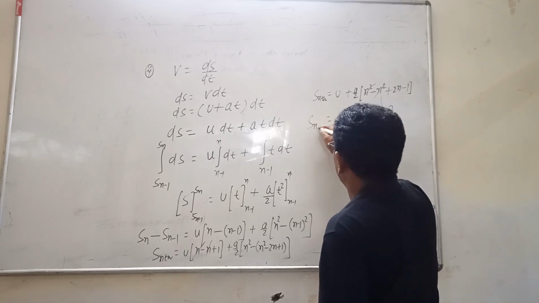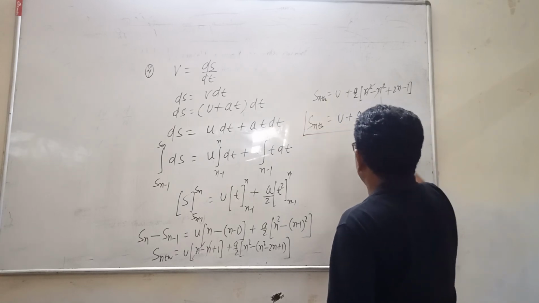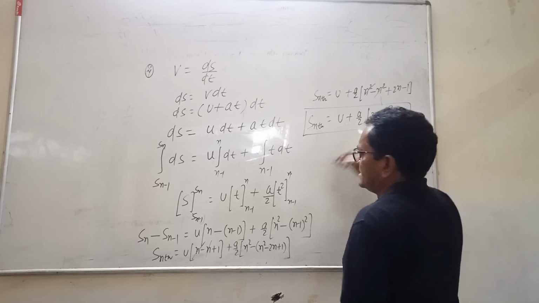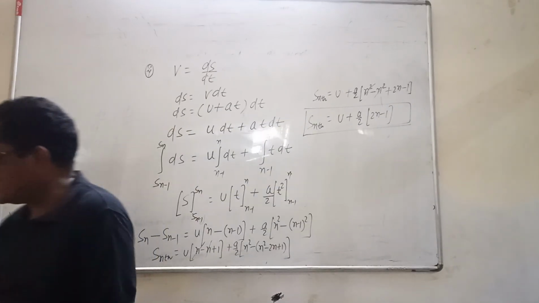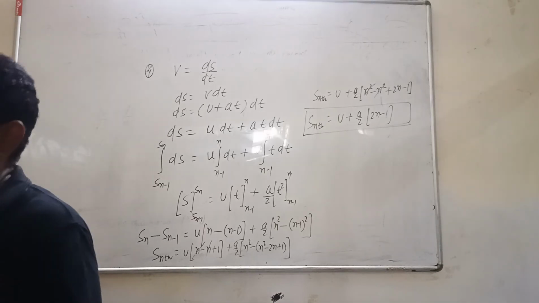So this is the formula for Sn, distance covered in nth second, by the calculus method. Distance covered in nth second by the calculus method.